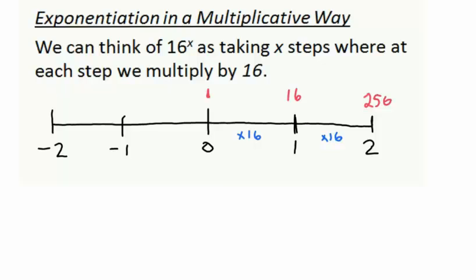256. And of course we could do this in the reverse direction as well, so we could divide by 16 to get to step -1, and that will give us 1 over 16. And we could again divide by 16 one more time to get to step -2, and that's going to give us 1 over 256.